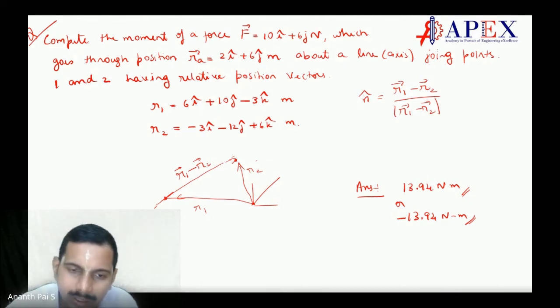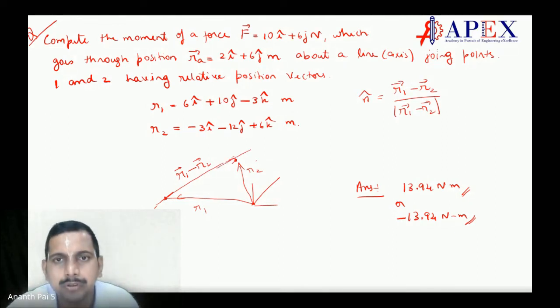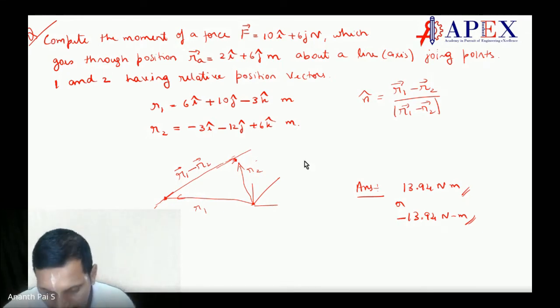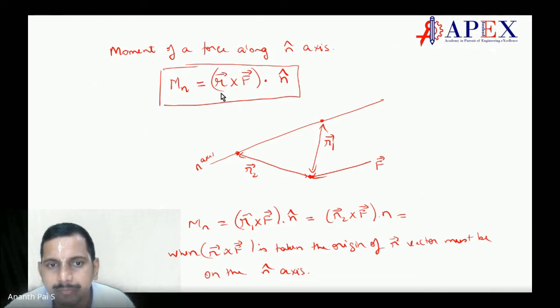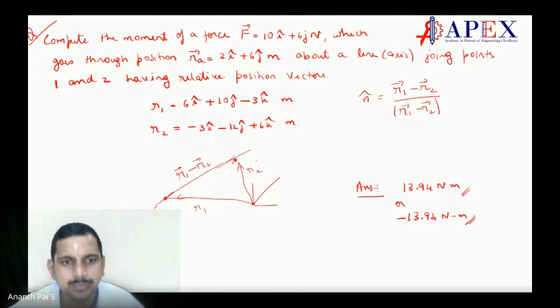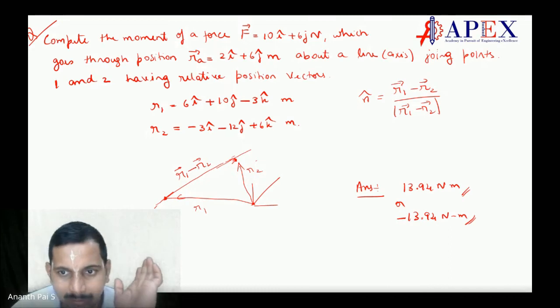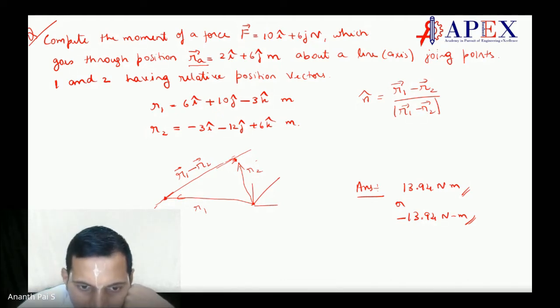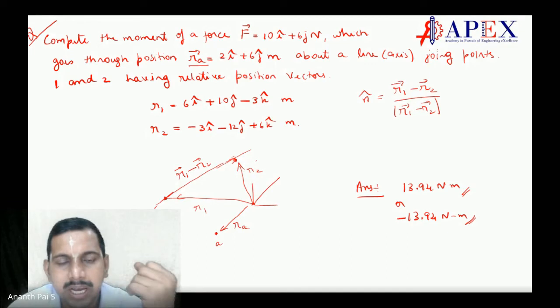Once you get n, take any point on this axis. The two points we know are this and this. To find r cross F, we have n here. What is r? You can take r1 or r2. The force goes through a position rA. If I have a particular point here, this is point A, and this is rA.